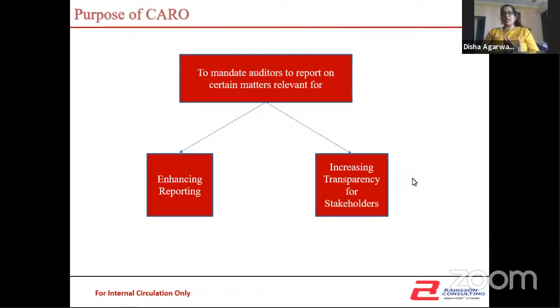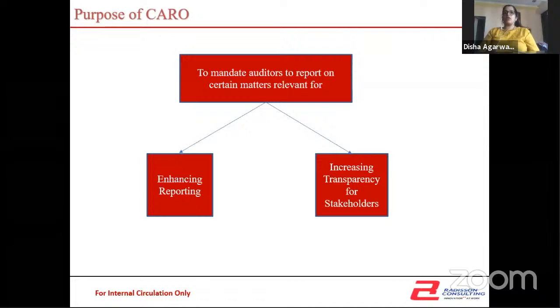You will be able to understand the company better. For example, there are some clauses on fixed assets, there are some clauses on inventory. So you are able to understand deep down by reading CARO. With a standard audit report, it is very difficult unless the auditors have qualified the report or drawn an emphasis. It is very difficult to understand what is actually happening in the company. So for increased transparency, CARO was introduced.